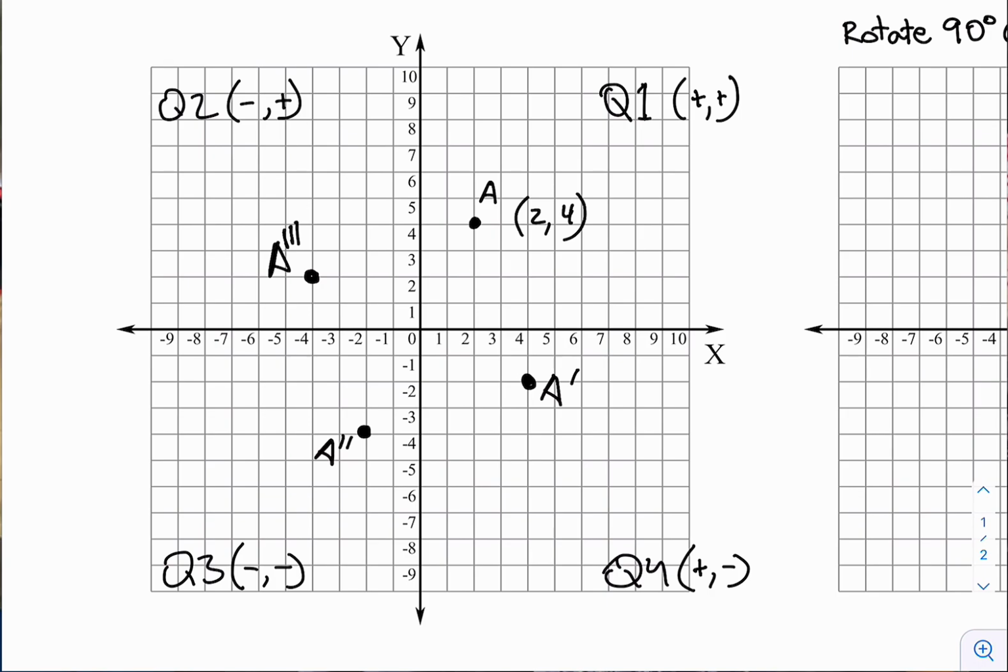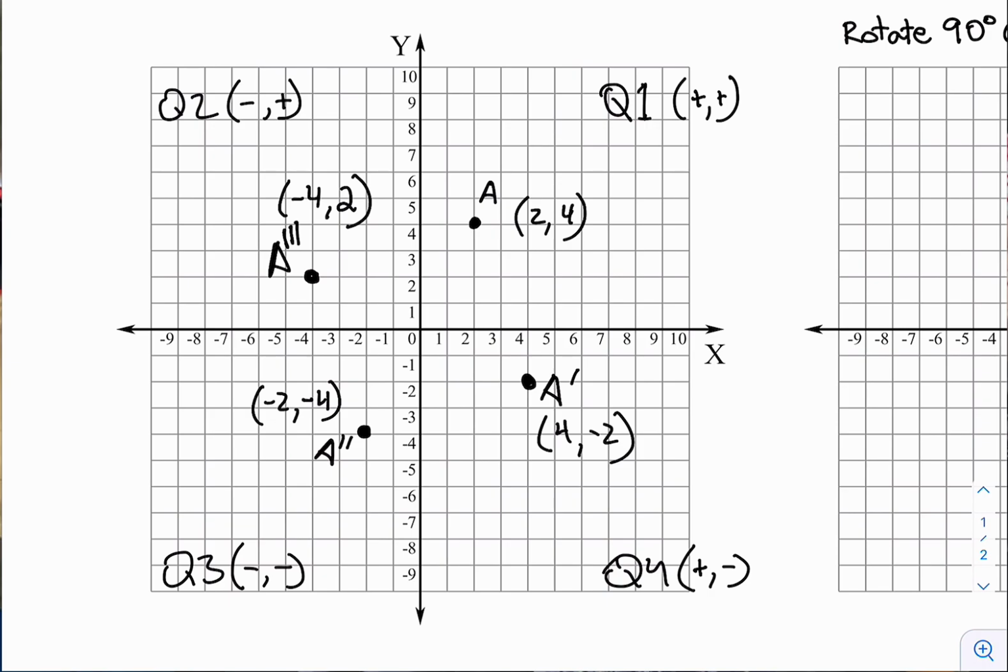Now what I want to do next is show this by the rule, so we don't have to use the hockey stick method. We're going to do the coordinates for each of these. The coordinates of A prime are now going to be 4 and negative 2. Over here for double prime, it's going to be negative 2, negative 4. And over here for triple prime, it's going to be negative 4, positive 2.